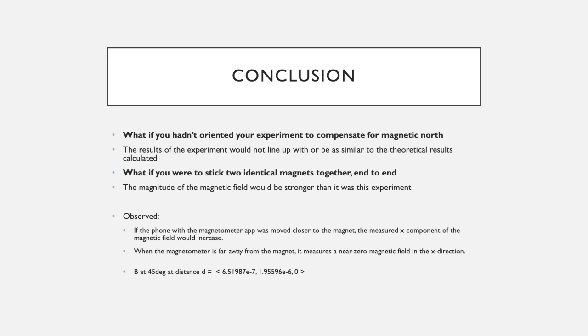Also, if the magnet was connected to another identical magnet, we would have observed a stronger magnetic field than we did in the experiment. In conclusion, there was an n value of -2.15 and a magnetic field vector at 45 degrees at distance d of -6.51e-7, 1.955e-6, 0. Two things that were observed were that far from the magnet, the magnetometer measured a non-zero magnetic field in the x direction, and that when the magnetometer was moved to the magnet, the magnetic field would increase in the x direction.